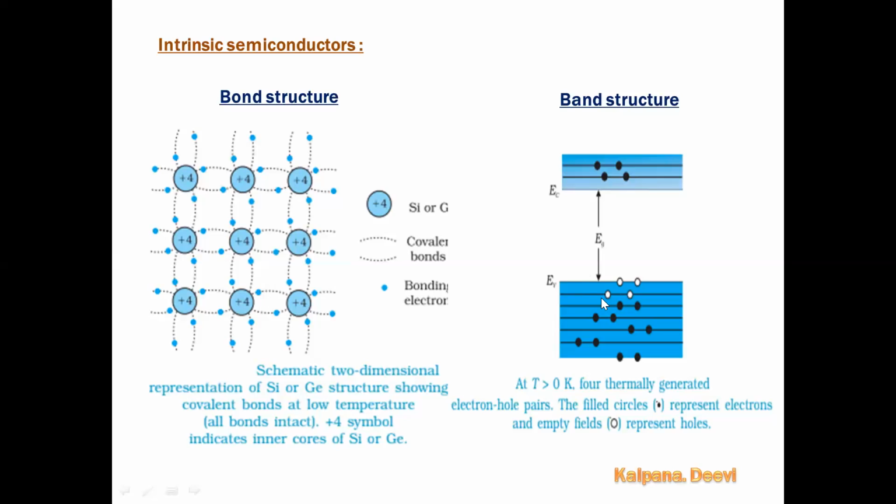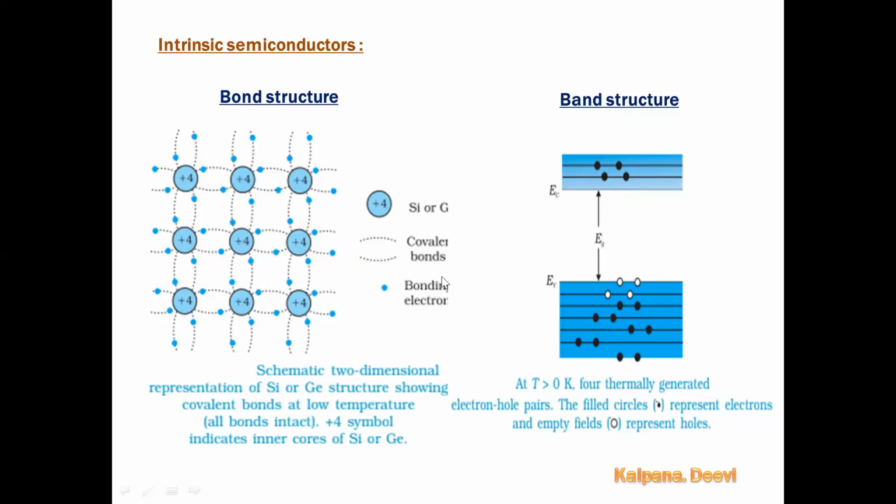Here, in the band structure, at T greater than 0 Kelvin, as we raise the temperature, these valence electrons absorb energy and get excited to the conduction band, leaving a hole in the valence band. So here, 4 electrons absorb that energy and are excited to the conduction band. In the case of intrinsic semiconductors, the number of electrons in the conduction band is equal to the number of holes in the valence band.